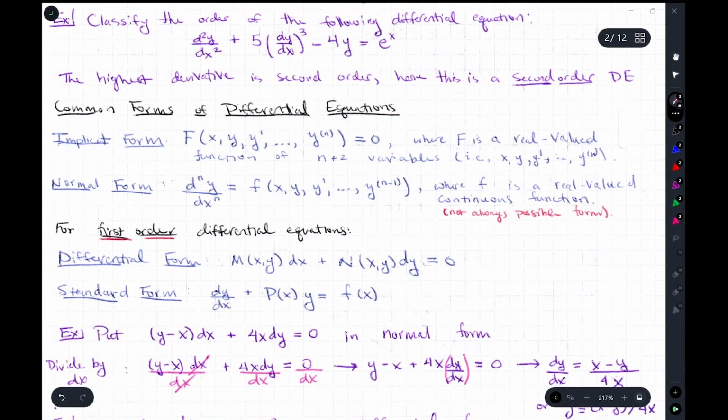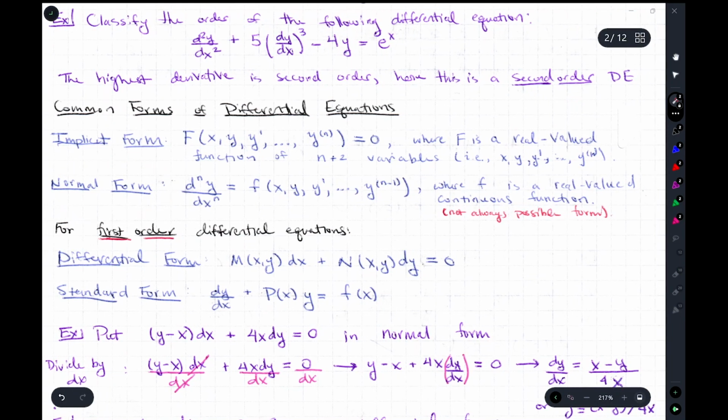We also have normal form, okay? And here, what you do with normal form is you'll have the highest derivative on the left-hand side. So here it's the nth derivative. For a second-order differential equation, it would be the second derivative, right? And it's equal to some function of all of these other x, the independent variable and y prime all the way up to y to the n minus 1 derivative, okay?